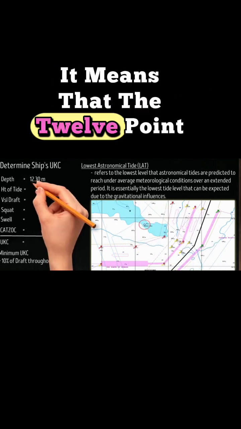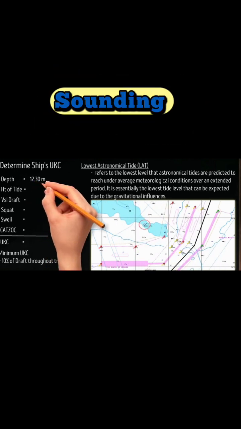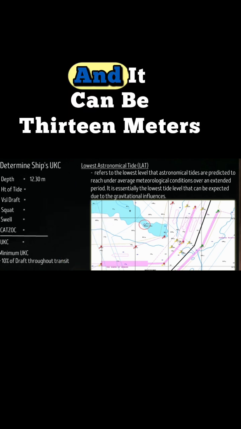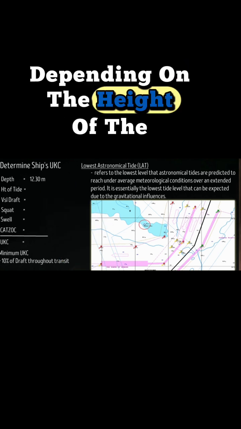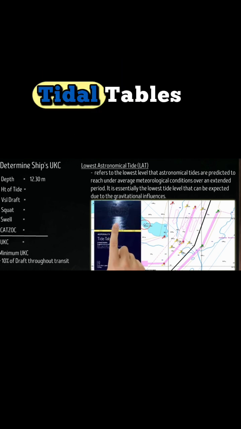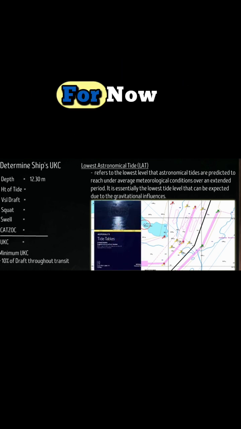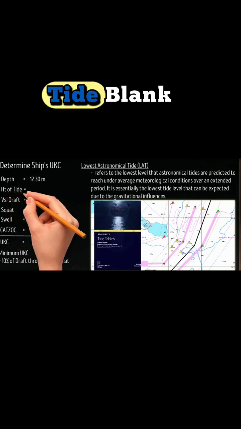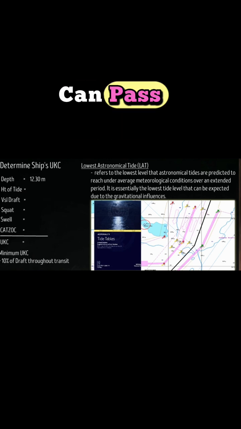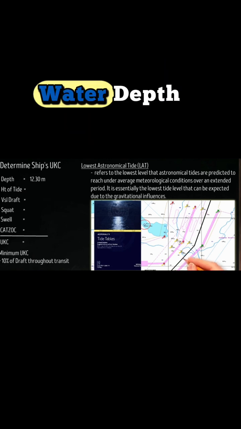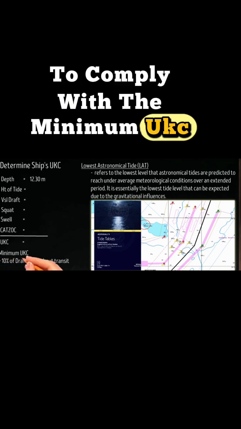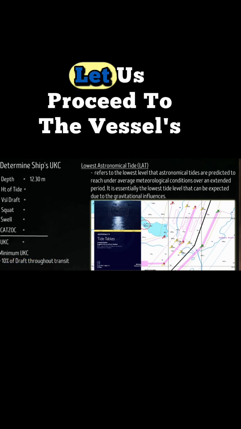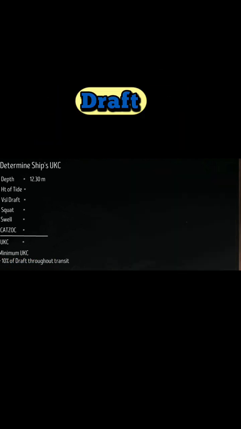It means that the 12.3 meters depth sounding will increase due to high tide, and it can be 13 meters or 14 meters or more depending on the height of the tide, which can be found in the tidal tables. For now, we will leave this height of tide blank. We will see if the ship can pass a 12.3 meters water depth without relying on the high tide to comply with the minimum UKC requirements. Let us proceed to the vessel's draft.